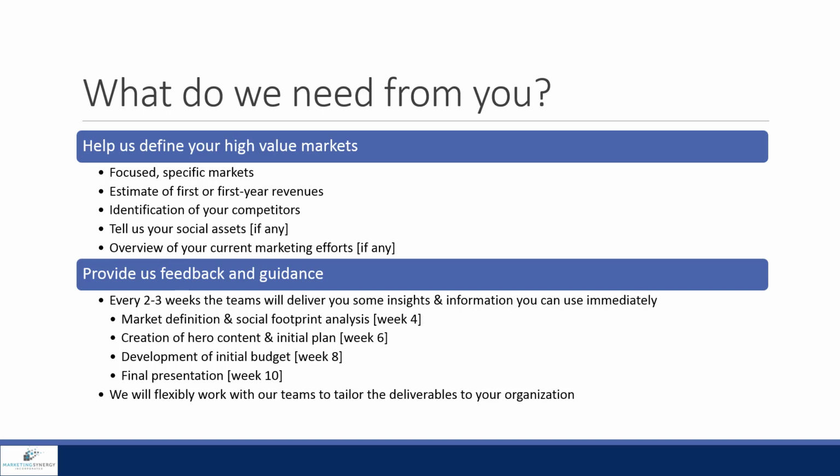We also need an estimate of your first year revenues that you would get from a new customer. And that's, again, vital to our budget justification process. We need you to identify your competitors. Tell us of your social assets, if you have any. And overview your current marketing efforts, if you have any. It just gives us a feel for your mission and your goals and where you're going.